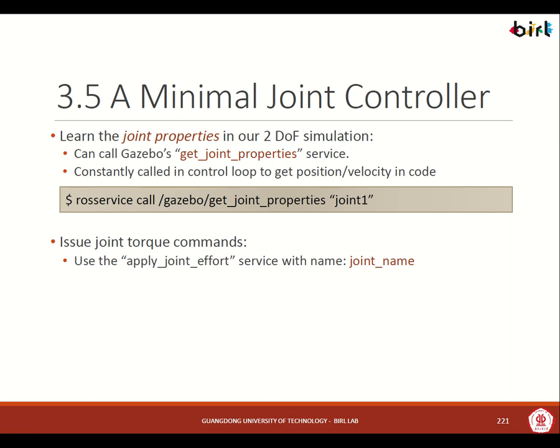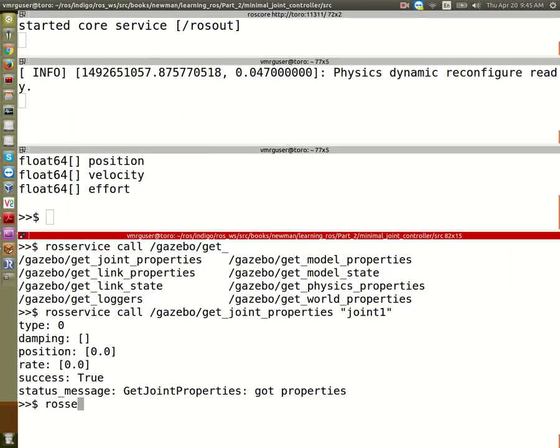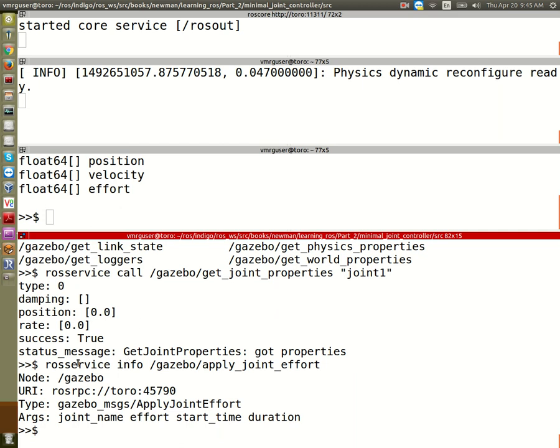We can also issue joint torque commands using the apply joint effort service with joint name. First, let's get some information about this. rosservice info gazebo apply_joint_effort. So this says actually the service that is running this is Gazebo, and it uses a type of gazebo_msgs ApplyJointEffort. Okay, it needs a joint name, it needs an effort, it needs a start time, and it needs a duration. This thing needs 4 things.